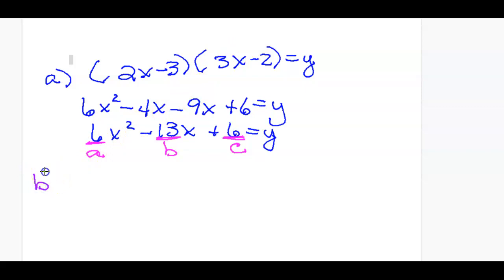Sometimes you don't have all of those terms, or it may not be obvious what they are. Hopefully you guys remember the ever popular understood 1. So when I look at letter B, this term here, x squared, doesn't have a coefficient, and I need it to have a coefficient. So I'm going to put in that understood 1. And then what I have is a is 1, b is 6, c is 8.